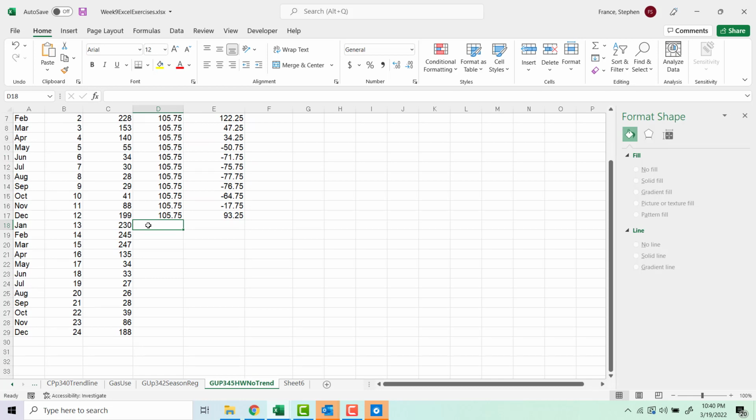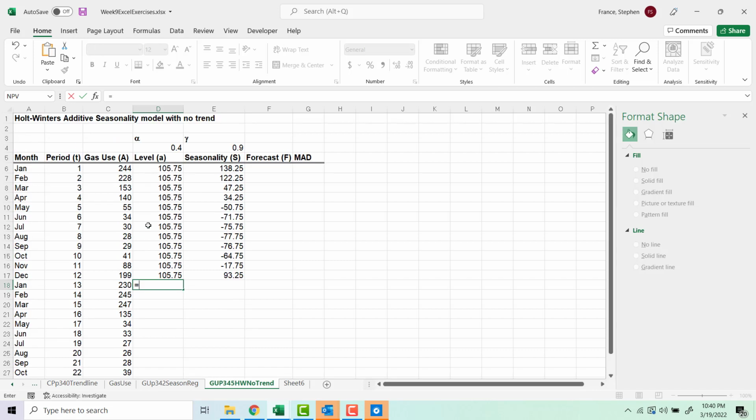Now, we're going to update using the equations. This is equation 9.12 on page 343. So what I'm going to do is equals, and then we have the alpha, which is the update of the level. And let me just put a dollar here as I'm going to drag it down, multiplied by the current value minus our current estimate of the seasonality, which is going to be this here, plus 1 minus alpha, so 1 minus D4, and we're going to multiply it by our previous forecast. And we multiply this by the previous level.